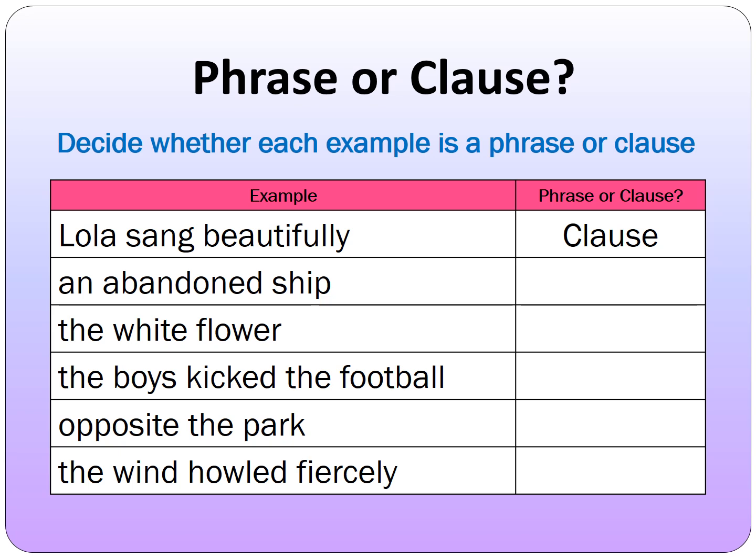An abandoned ship. The verb in that sentence, we can't find one, therefore that is a phrase. The white flower. Identify the verb. We can't find one, therefore it is a phrase. The boys kicked the football. In that sentence we have the verb kicked and the subject, the boys, are doing the action. The boys kicked the football. Clause.